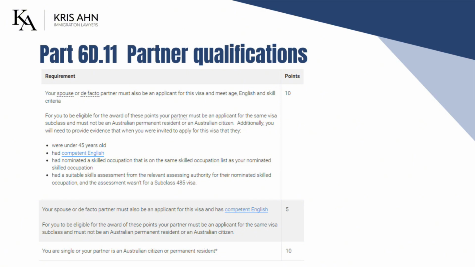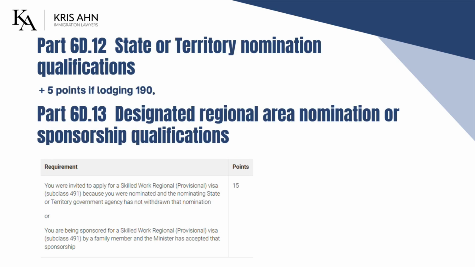in that department. If you're lodging a 190, if the state or territory that you're asking to be nominated in nominates you, then it's 5 points. But if you're doing it for the 491, then you could get 15 points. So we sometimes consider this to be bonus points for nomination. For the 190, all you need to know is that there's 5 extra bonus points. And for the 491, that's 15 bonus points.